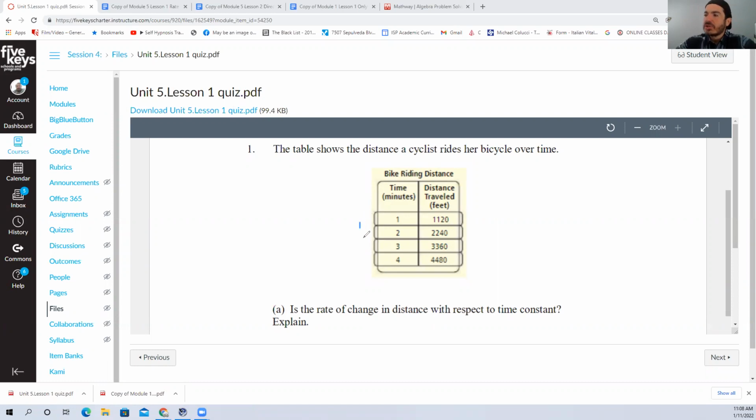So we're always changing by 1 here, 1, 2, 3, 4. So as long as we're making consistent jumps with our distance here, we're good. So we start at 1,120 feet. We go to 2,240 feet. That's a change of 1,120. It just doubled.